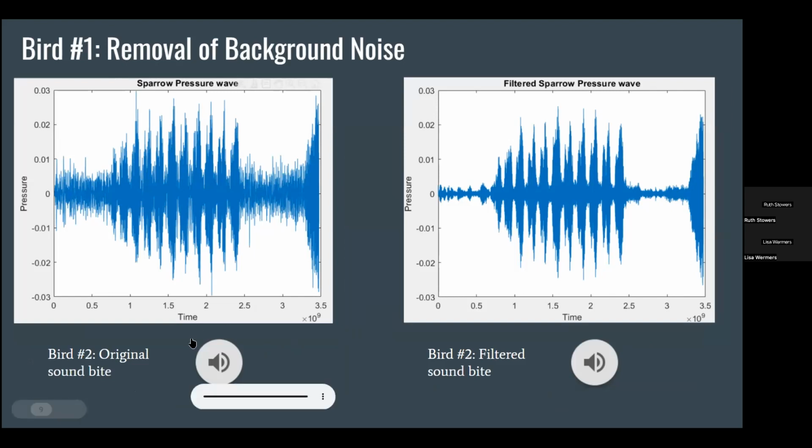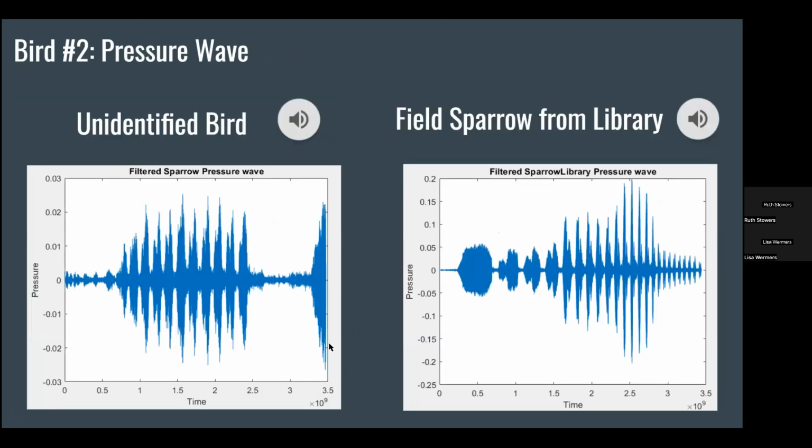There was quite a bit of traffic in that first one, so that just helped get rid of that background noise. So the pressure waves from our unidentified bird and the field sparrow from the library are very similar. The same kind of repetitive chirp going on there. And I'm going to just play both of these to show that they sound similar too.